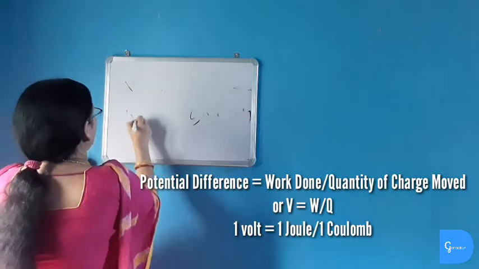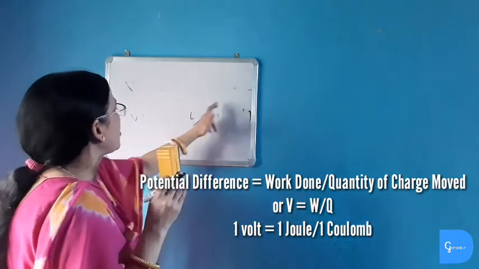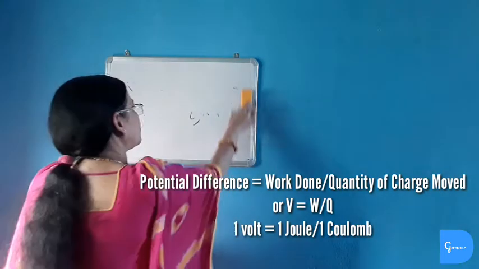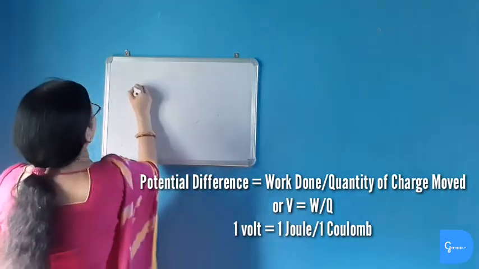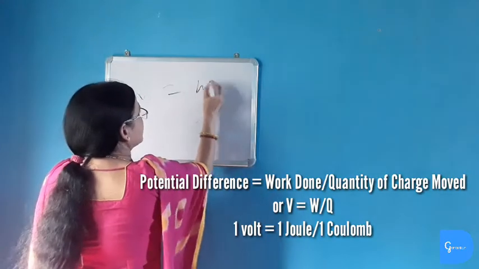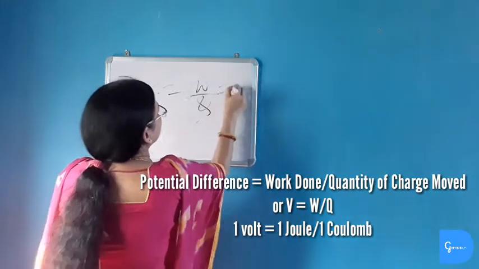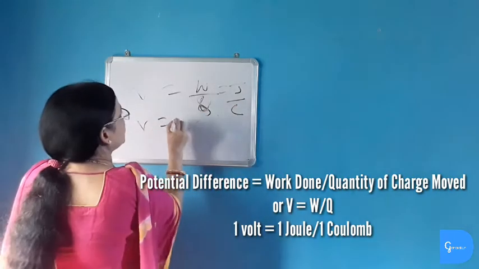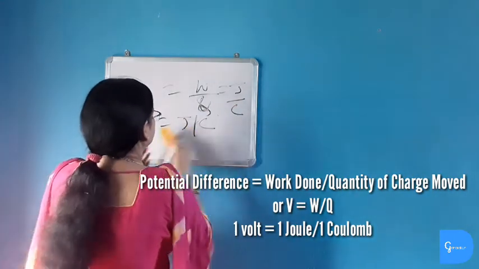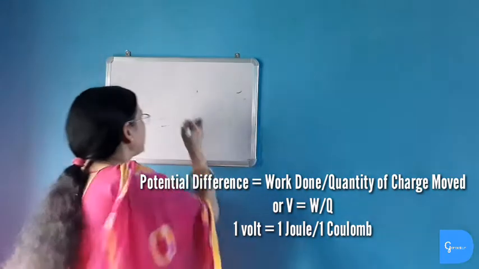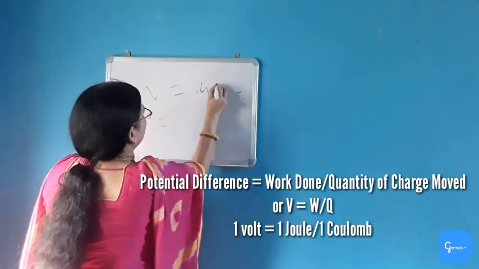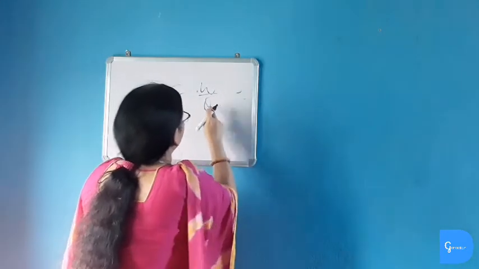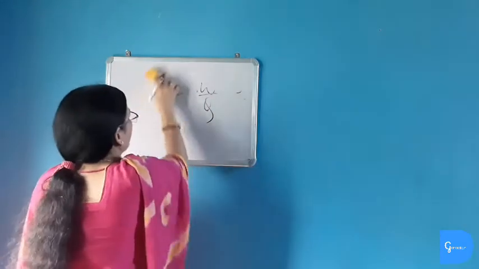Similarly, 1 volt of potential difference means 1 joule of work done in moving 1 coulomb of electric charge. From this formula, V is equal to W by Q, where work done is expressed in joule and quantity of charge is expressed in coulomb. So V is equal to joule per coulomb. By using this formula, potential difference equals work done by quantity of charge moved, we can solve many problems.